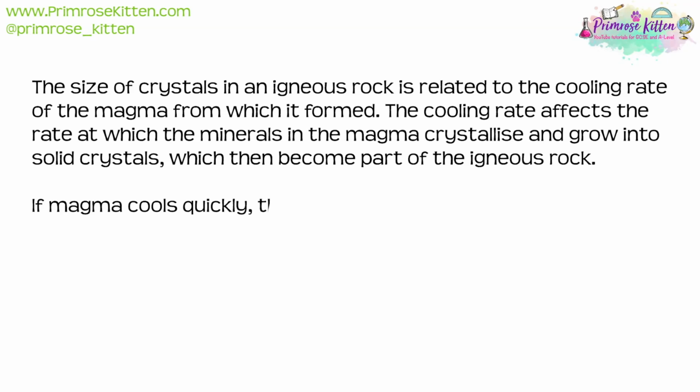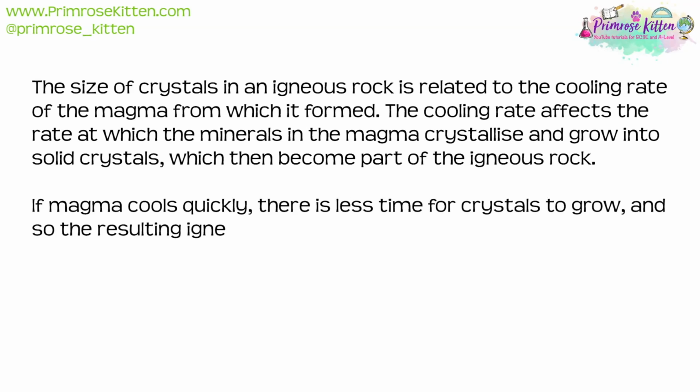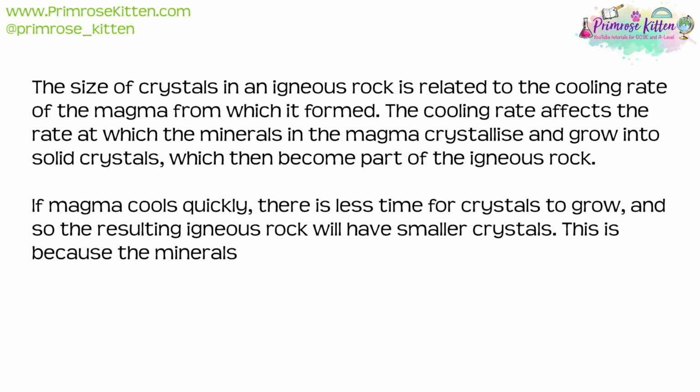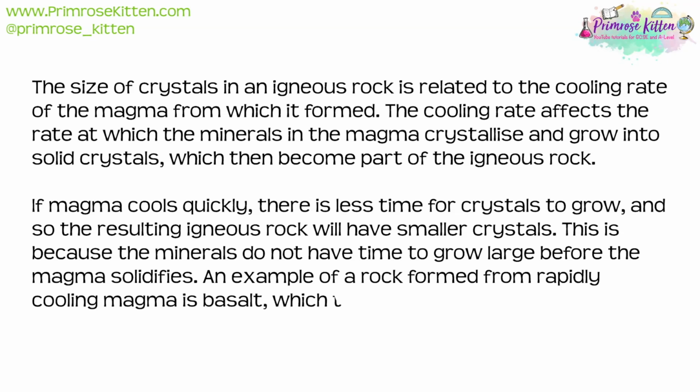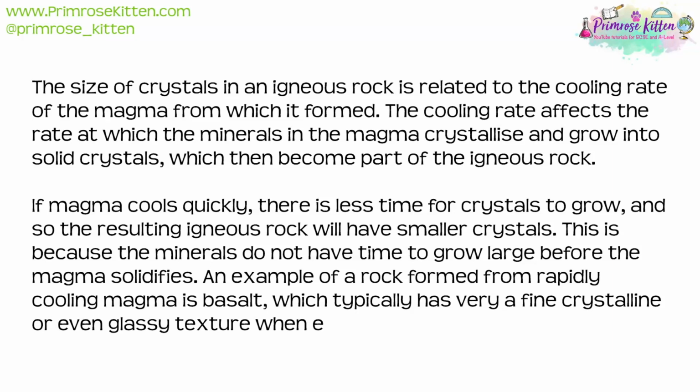So to summarize, if magma cools quickly, there is less time for crystals to grow, and so the resulting igneous rock will have smaller crystals. This is because the minerals do not have time to grow large before the magma solidifies. An example of a rock formed from rapidly cooling magma is basalt, which typically has a very fine crystalline or even a glassy texture when erupted as lava at the surface.